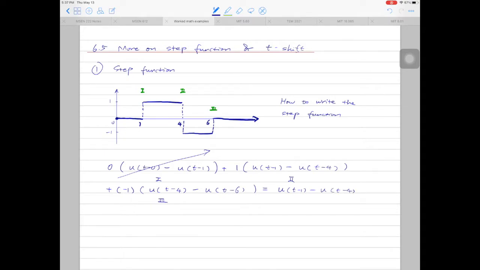In the end, you will have the step function written down as u(t - 1) - 2u(t - 4) + u(t - 6). And this is your final step function.